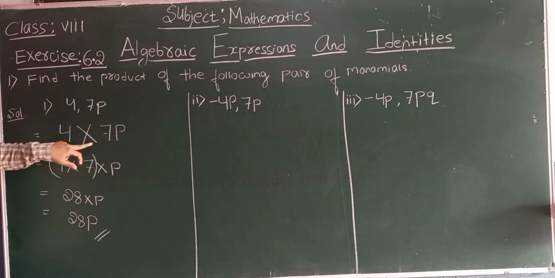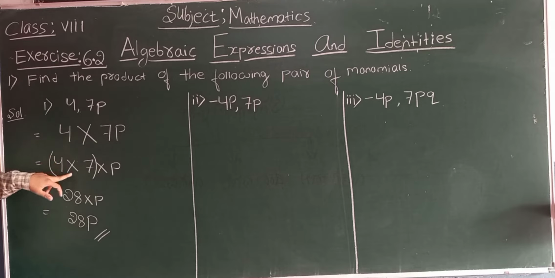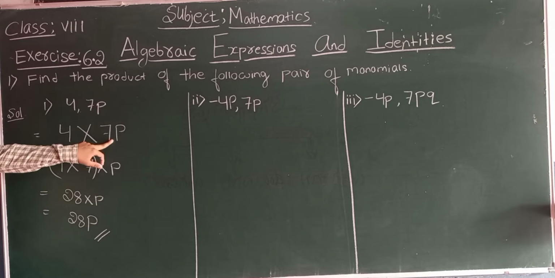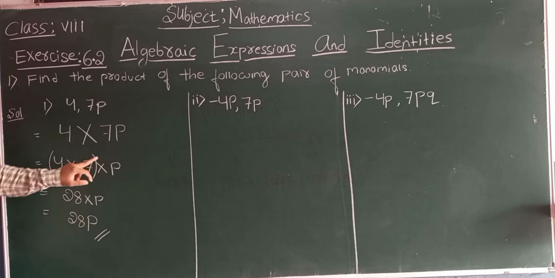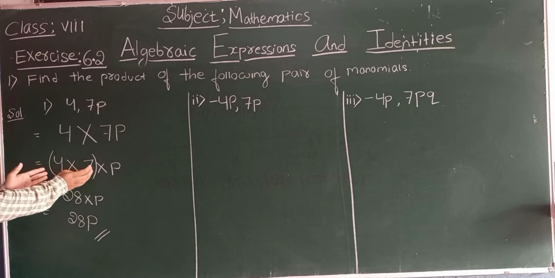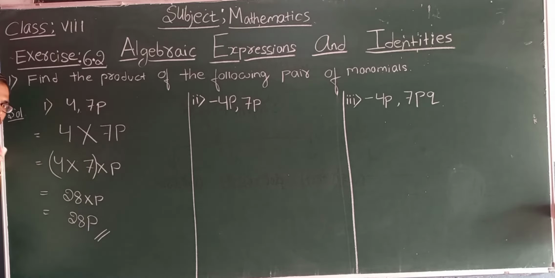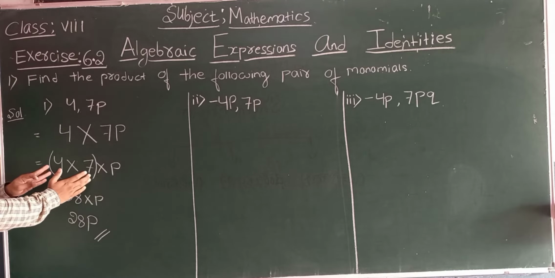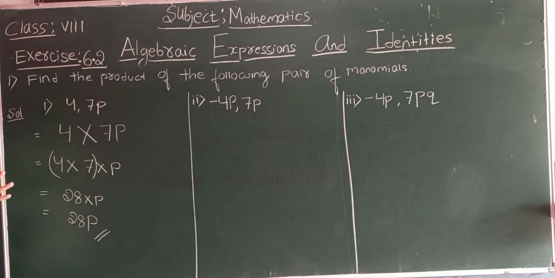So 4 into 7p. Now you can write like this, 4 into 7. As I told that 7p can be written as 7 into p, I have written like this, 7 into p. I have put only numbers in bracket. Why? Because not to get confused.